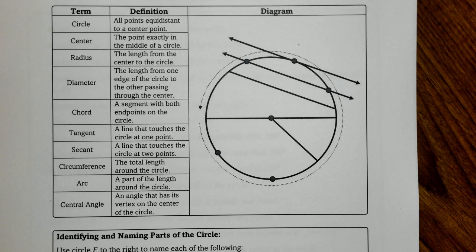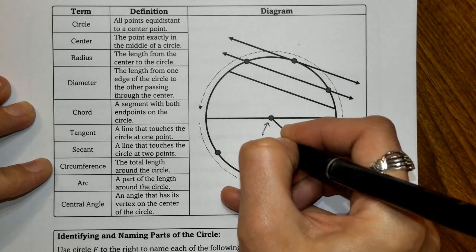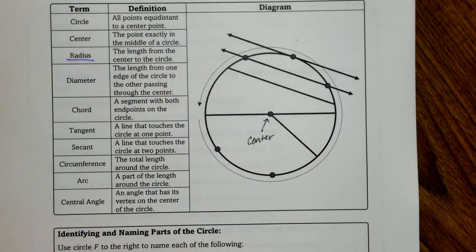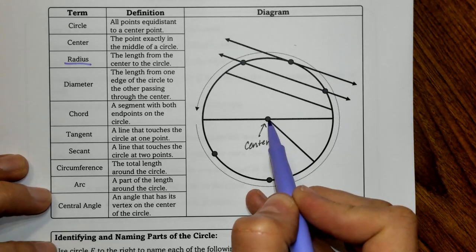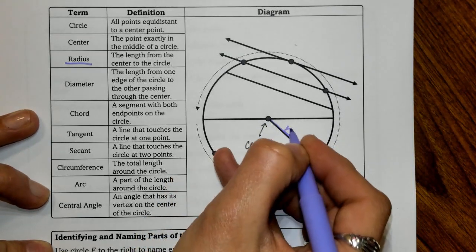First of all, a circle is simply all points equidistant to a center point. I think we all know what a circle is, okay? The center is the point directly in the dead center of the circle, hence the center. So this right here is the center. Your radius, something we should know from back in elementary school, possibly junior high, is the length from the center of the circle to the circle. So it's only halfway across. So this right here is your radius.